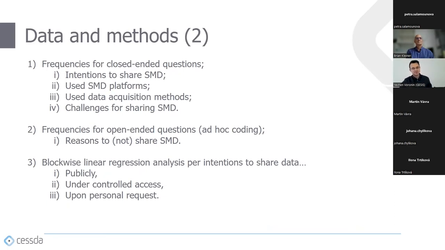The results section I will present right now will follow this structure. Firstly, I will show some frequencies for closed-ended questions, focusing on intentions to share data, which platforms the data originated from, data acquisition methods used, and challenges for sharing social media data. Then we go to reasons that people mentioned in the survey for sharing and/or not sharing their data. And at the end, I'll go to the results of our linear regression for intention to share data publicly, under controlled access, and upon personal request.